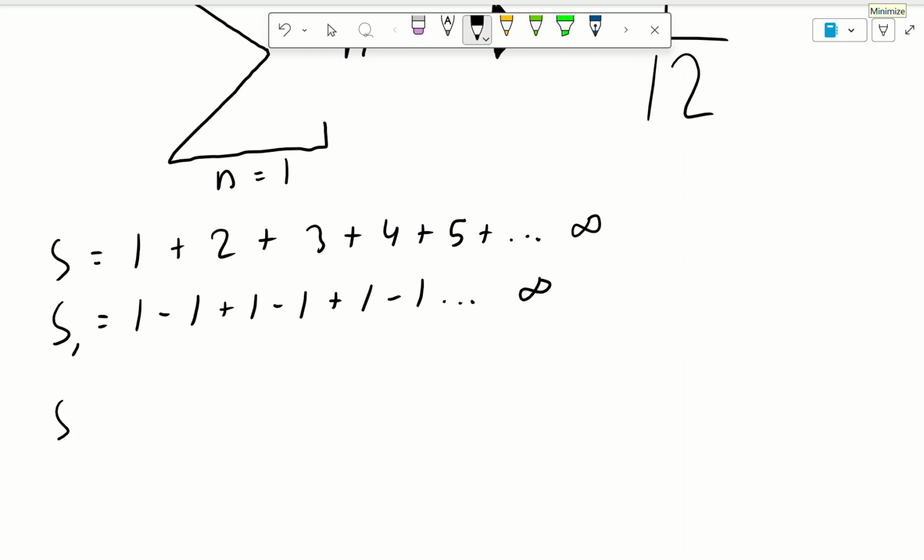Then S2 is 1 minus 2 plus 3 minus 4 plus 5 minus 6, and then, of course, until infinity. First of all, we want to look at sum 1 and understand it. If the amount of numbers in the series is 1, then the answer to this series is 1. But if it ends on an even number, 2, 4, 6, or 8, then the answer to this sum is 0, because 1 minus 1 is 0.